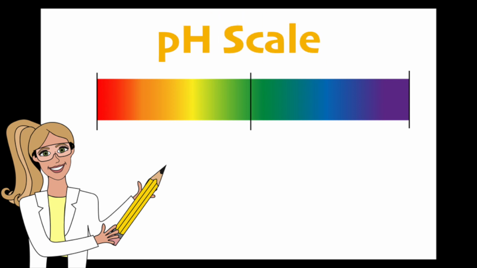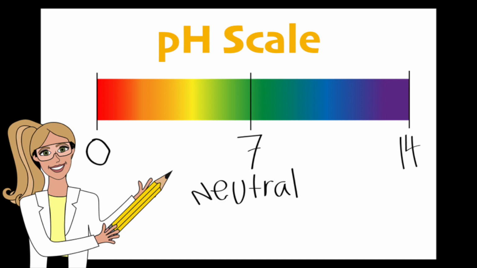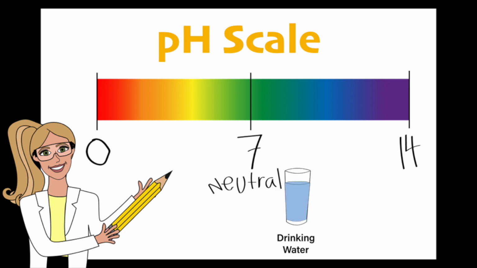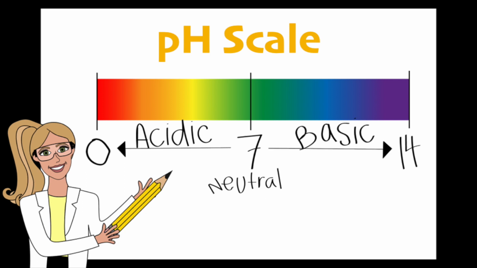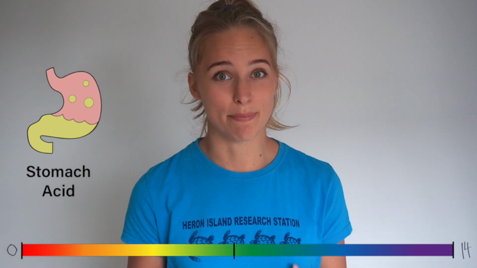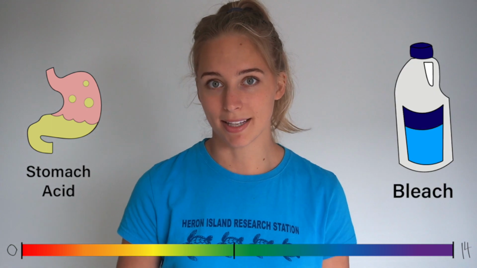So the pH scale runs from 0 to 14. 7 is considered neutral, and that's the pH of our drinking water. As the number gets smaller than 7, that means it's becoming more acidic, and as the number becomes larger than 7, that means it's becoming more basic. An example of a really strong acid would be HCl, and that's the kind that you find in your stomach that breaks down all your food. An example of a really strong base would be something like bleach. The ocean typically sits at a more basic pH of 8.2.